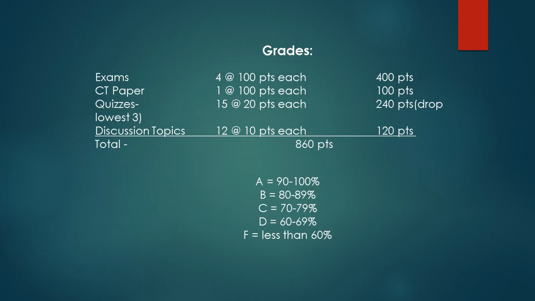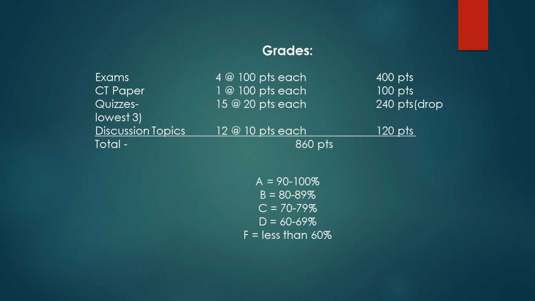The next question that usually comes up is, how do I pass this class? What sort of assignments do we have? How many points are they worth? And how do I do them? Well, we're going to take 4 exams. They're going to be 100 points each. We're going to do a critical thinking paper for the end of the semester. That's 100 points each.